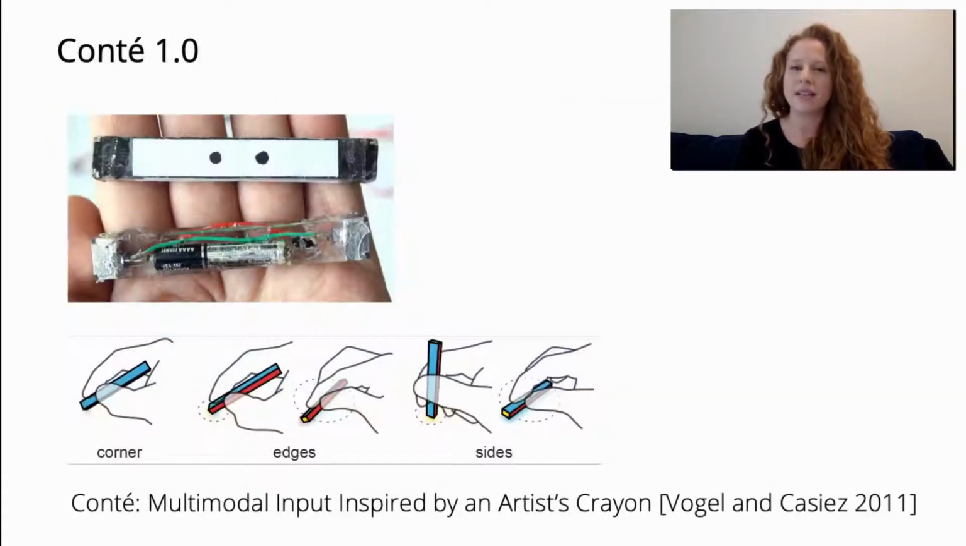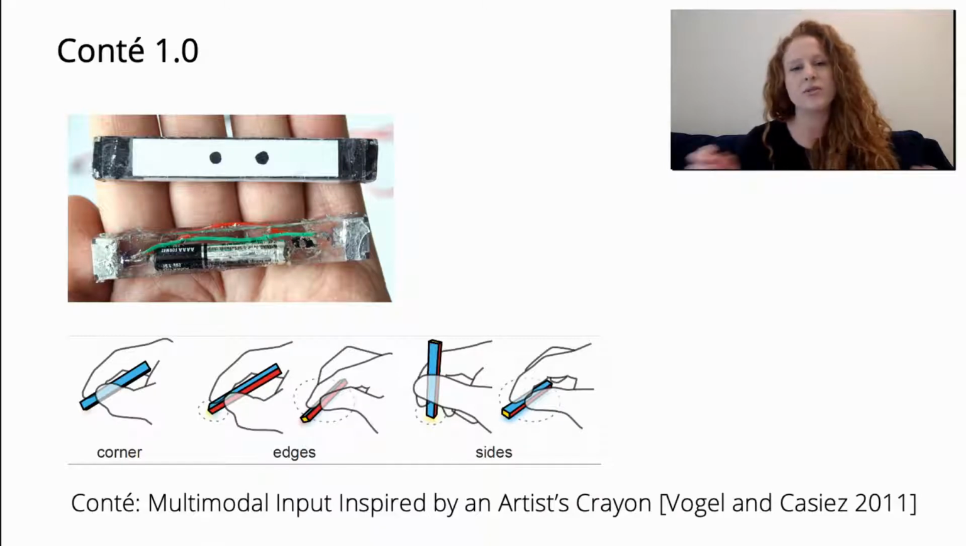The idea of this device comes from Vogel and Casiez's work about a device called Conte. They drew inspiration from an artist's Conte crayon, which is that stick of coal that artists use where they can draw different lines of different thicknesses depending on how it contacts the paper. And so they asked, what's the digital analog of this device?